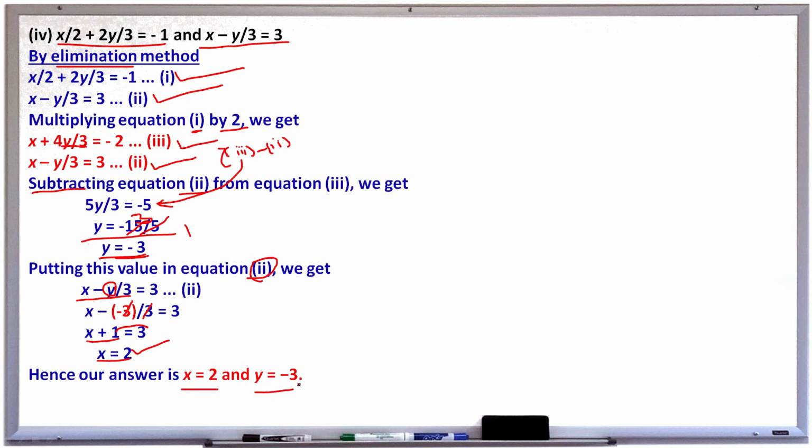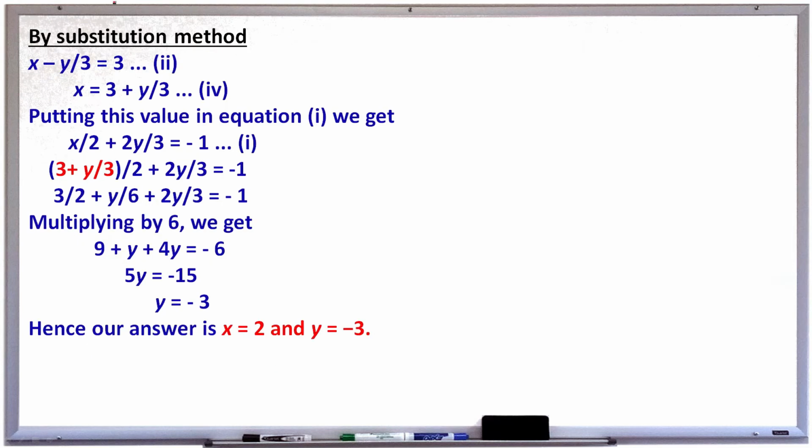The same equation we can solve using the substitution method. Write equation number 2, x minus y by 3 is equal to 3. I am going to write this equation in terms of x. So x is equal to, bring minus y by 3 to the right hand side, it will become plus y by 3, so 3 plus y by 3. Putting this value in equation number 1, instead of x you put 3 plus y by 3, whole divided by 2 is equal to 2y by 3 minus 1.